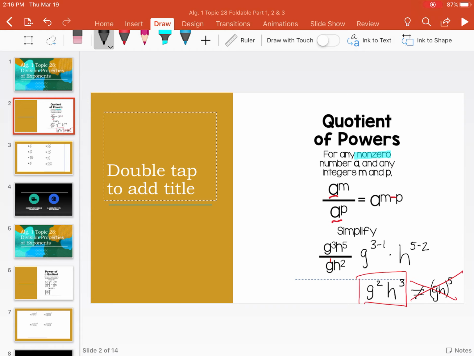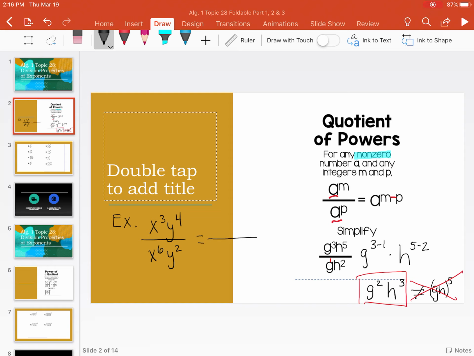If we want to do another example that's not on the foldable, I'll do it right over here. So if you have space in your foldable, just write it on the side column. Let's do x cubed y to the 4th over x to the 6th y squared. Now here, we're going to separate it. So just look at our x's, just look at our y's.